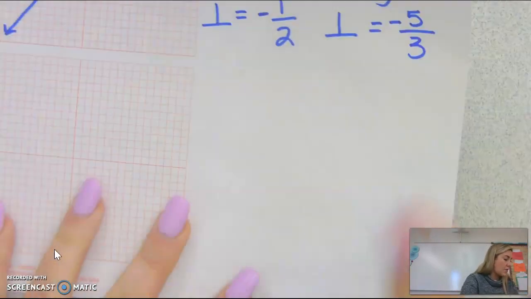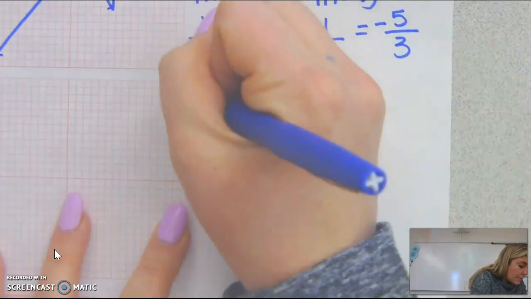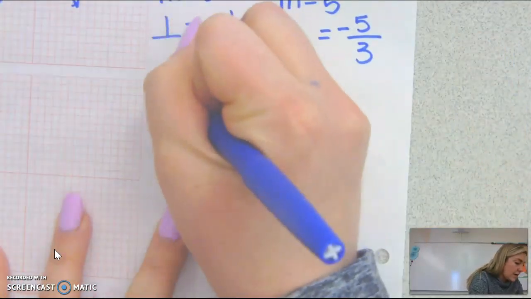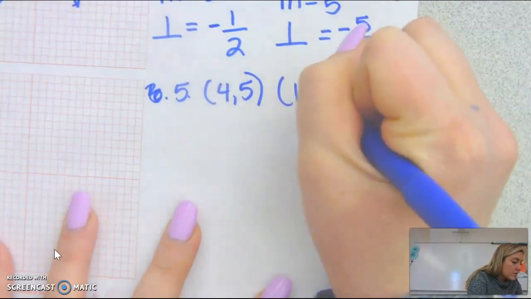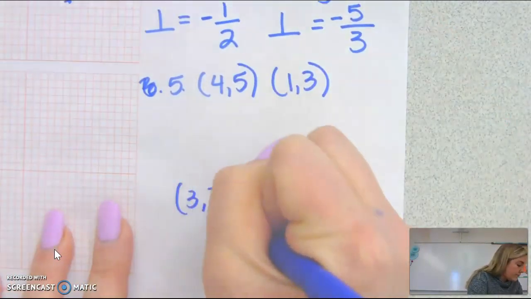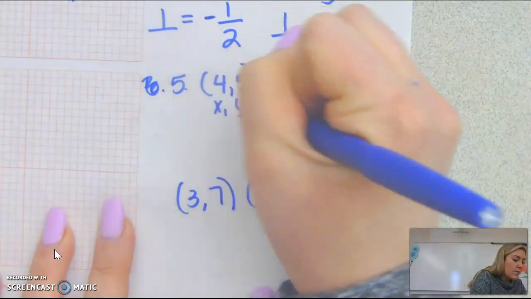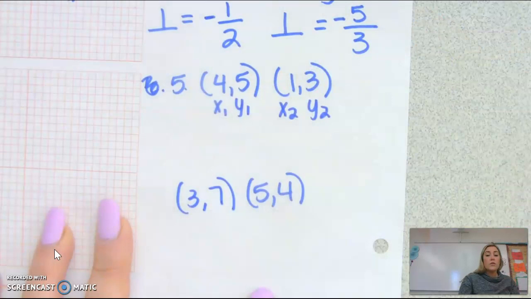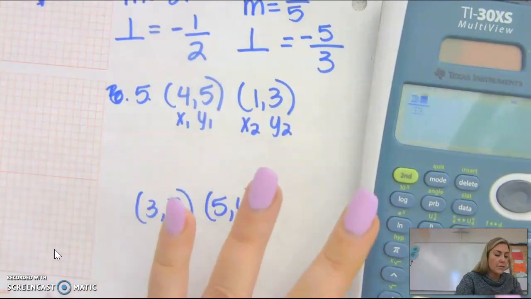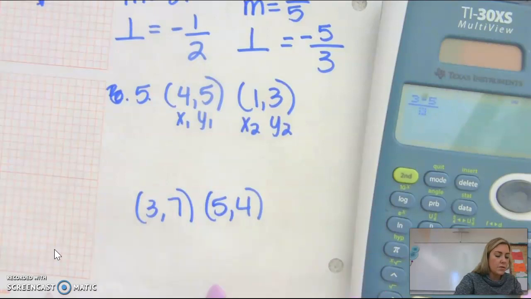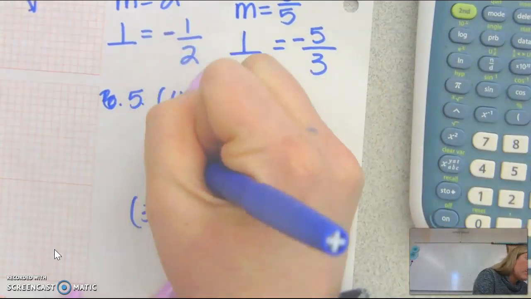So let's try that with some points that we were given on the homework. Let's do number 6, which would be the last. Actually, let's do number 5. You're given (4, 5) and (1, 3), and you're given (3, 7) and (5, 4). So remember, x1, y1, x2, y2. When I plug that into the calculator, press N over D, my top is going to be 3 minus 5, and my bottom is going to be 1 minus 4. And when I type that in, I get 2/3. So this slope is 2/3.